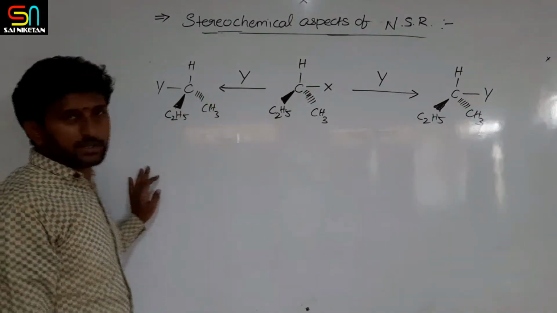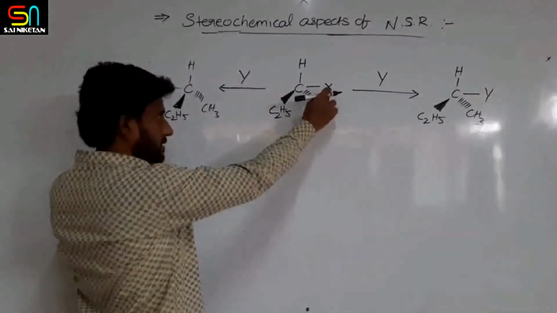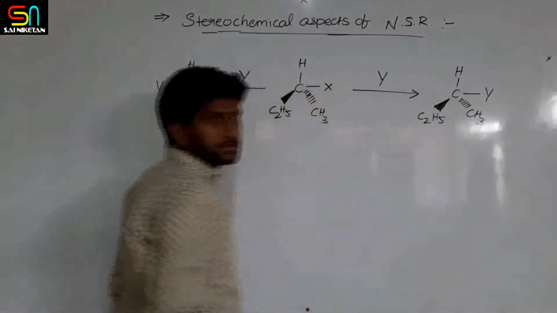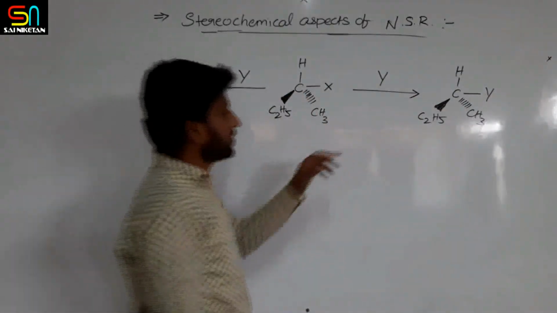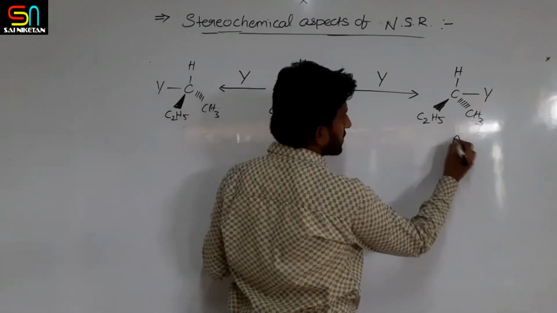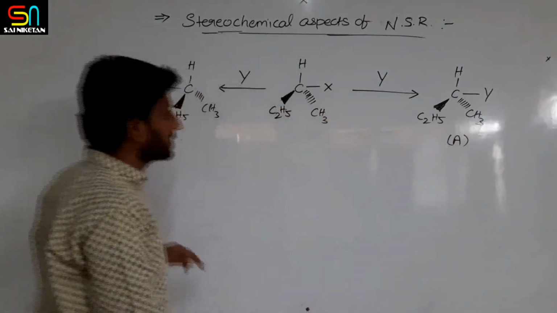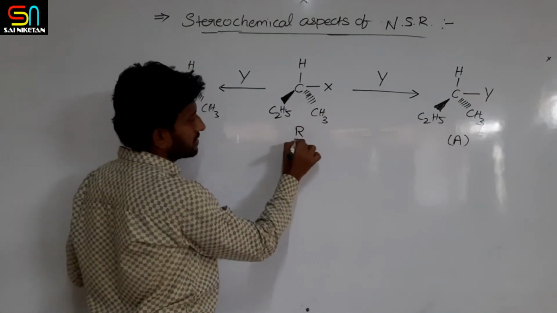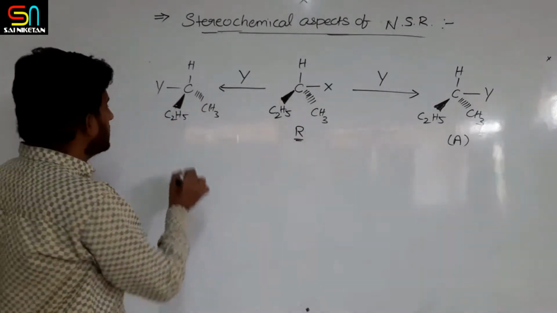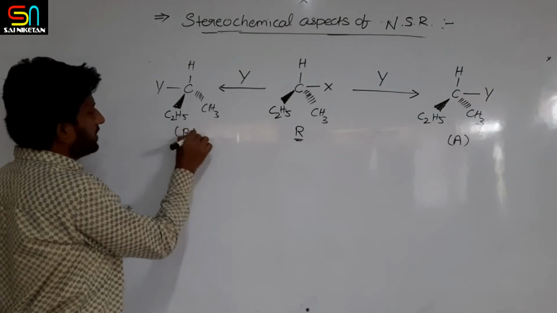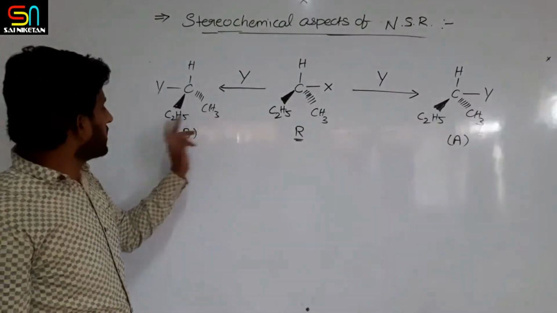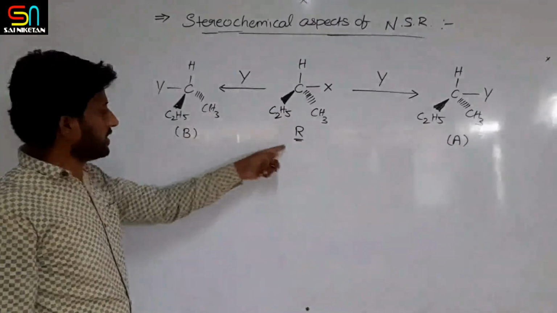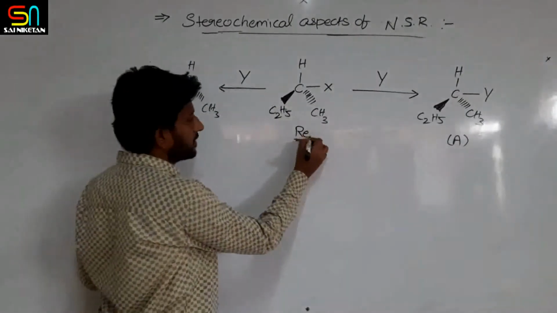Now do you find the difference here? X is on the right side, Y is also on the right side. Means this is having what? Same. Let us assume this is product A. It is having the same configuration as the reactant. Right? Let us assume this is product B. It is having the reverse configuration of the reactant. Okay? Reactant.